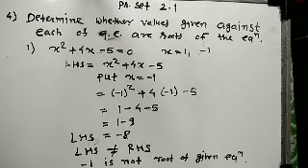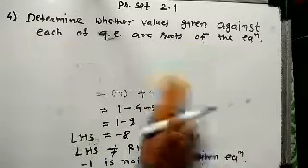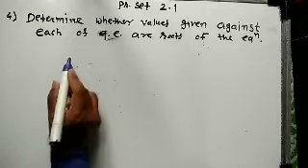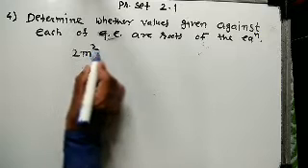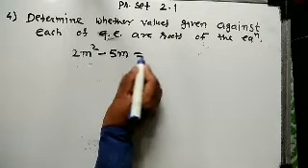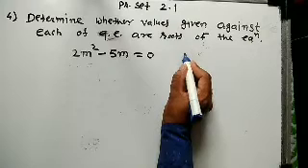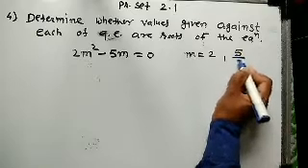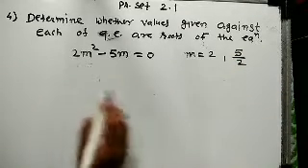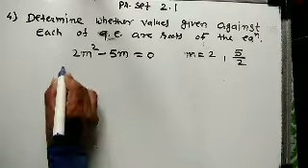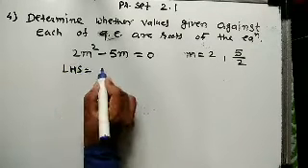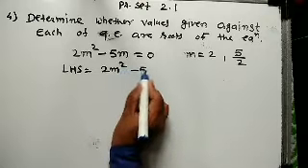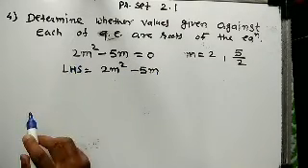Similarly, there is another problem, that is the second problem. In the second problem, the equation is 2m² − 5m = 0, and the values of m are 2 and 5/2. Same type of problem is there. Therefore, again write down the LHS as it is. 2m² − 5m is the LHS of the given equation.